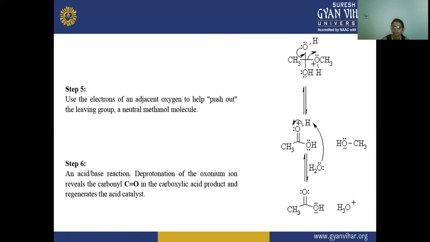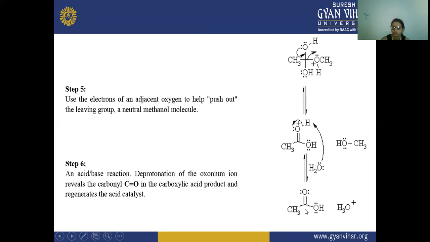Again, the deprotonation of the oxygen ion means from the oxygen ion, this hydrogen will be removed from here, or you can say the H positive will be deprotonated, means removed out from here, and the bond shifted and the oxygen becomes neutral. So this reveals the carbonyl C=O in the carboxylic acid group product and regenerates the acid catalyst. So here you will see this H2O will take this hydrogen, and the bond will shift to the oxygen, and there is a formation of this carbonyl compound. You see the double bond. And again, there is a formation of the H3O positive, that is a hydrogen ion.